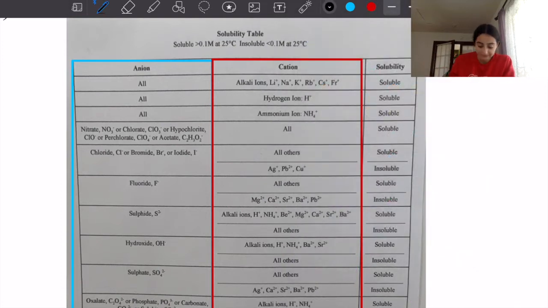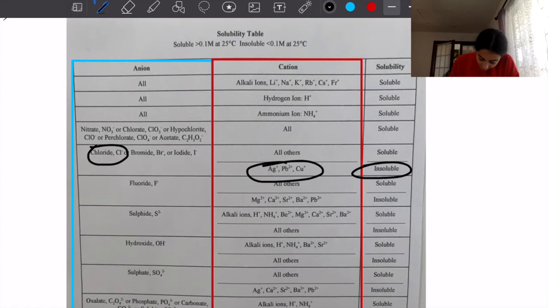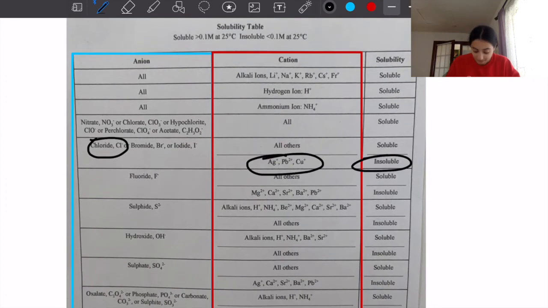So for instance, if we take chloride over here, that will be soluble with any other cation except for silver plus, Pb2 plus, and Cu plus. Those will be insoluble with the chloride ion. So that means AgCl, if you put it in water, will not dissolve. The compound is insoluble.